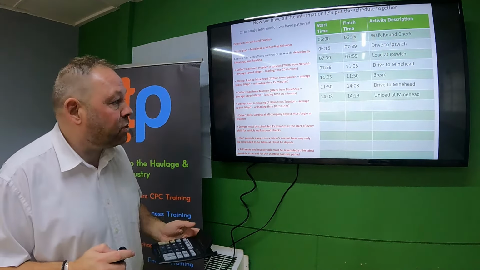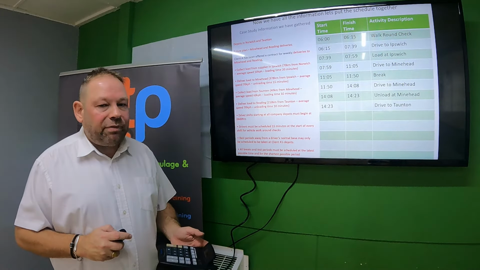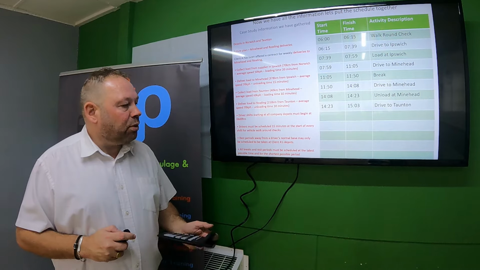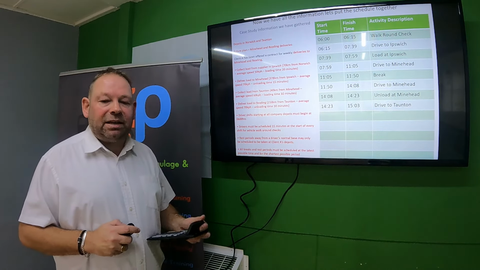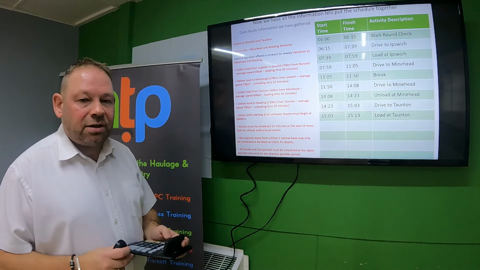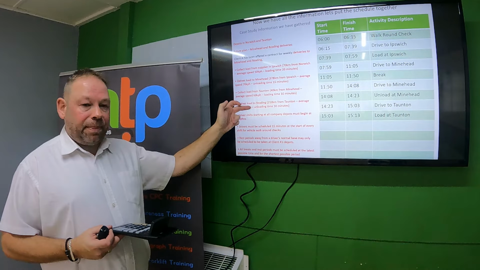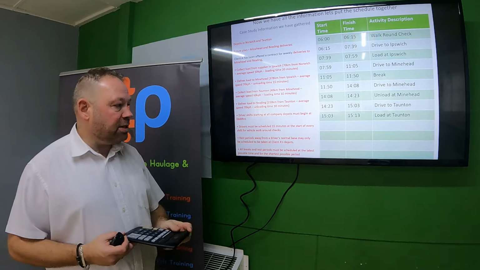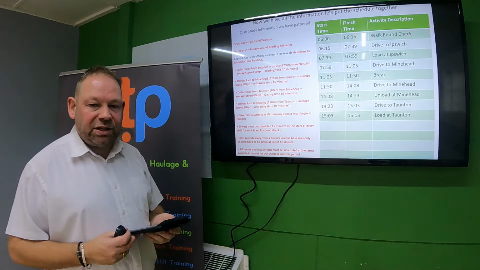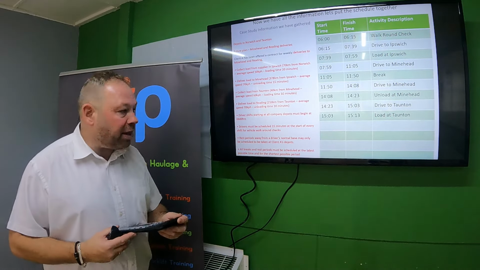So we can populate that as well, can't we? Leaving at 14:23, we're driving to Taunton, and we're going to arrive at Taunton at 15:03. So next stage, once we've loaded at Taunton, is we've got to take that load to Reading. Reading is 210 kilometres from Taunton, average speed 70 kilometres per hour. So let's work out the driving time on that.